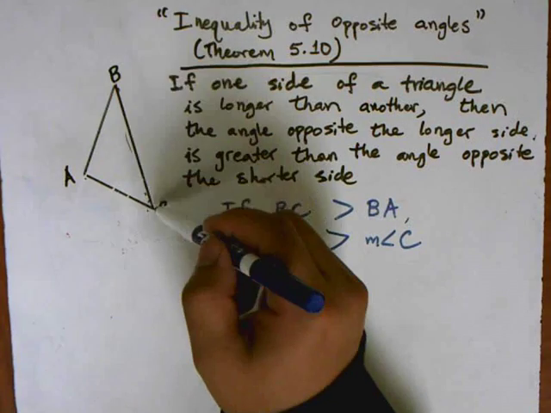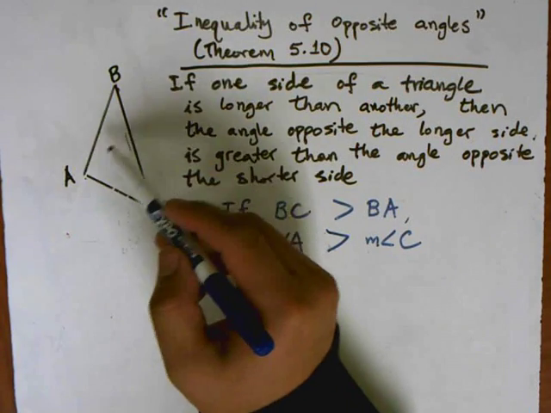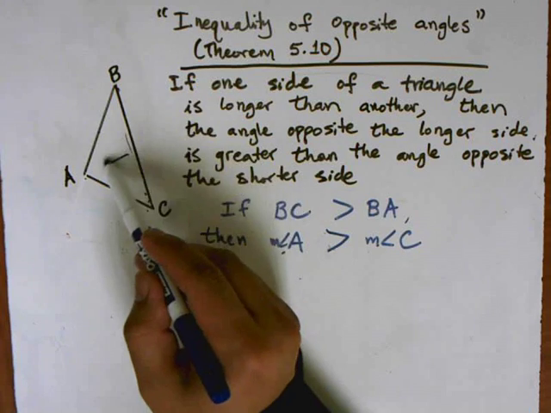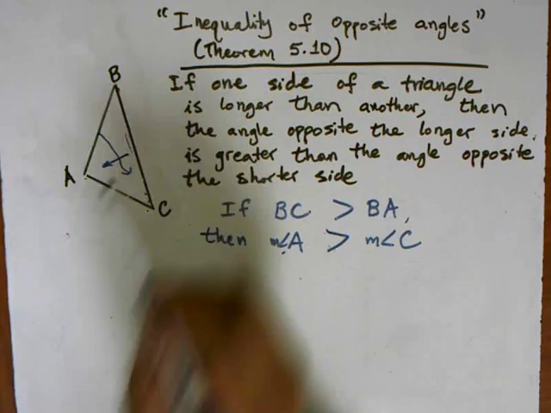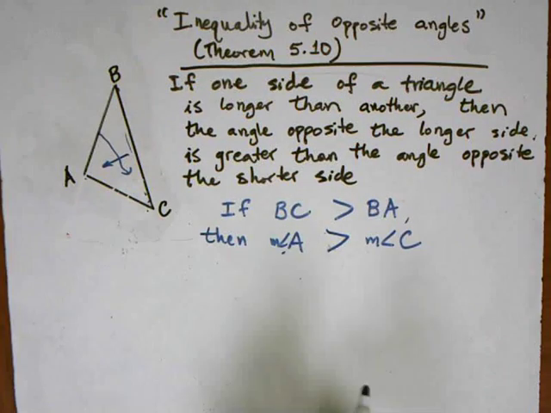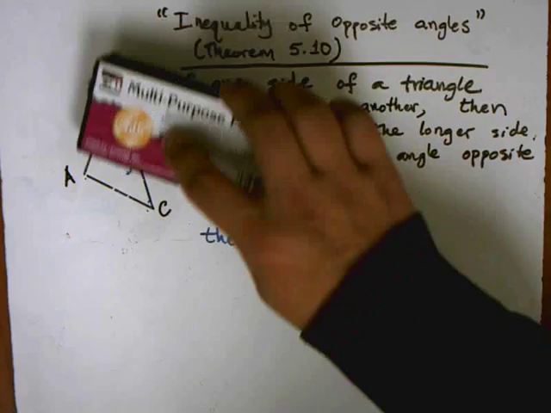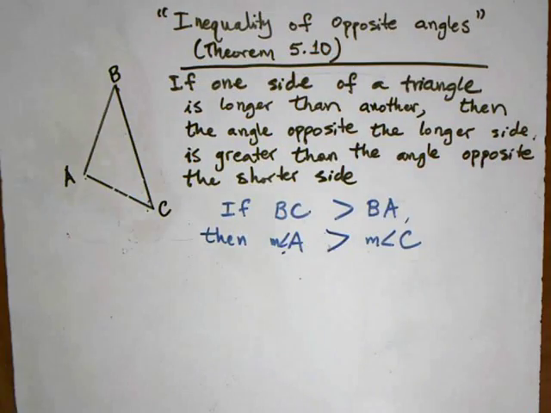Okay, so I have a longer side and a shorter side, and the angle opposite from the longer side is bigger than the angle opposite the shorter side. So that's effectively what the theorem is saying. There's an ordering of sizes between angles and sides in a triangle, and they correspond. The biggest angle is across from the longest side. The smallest angle is across from the smallest side. And so let's try and prove this theorem.